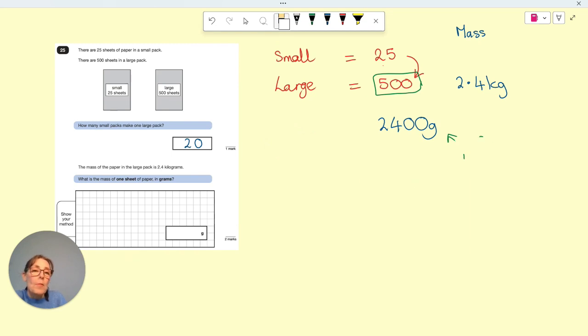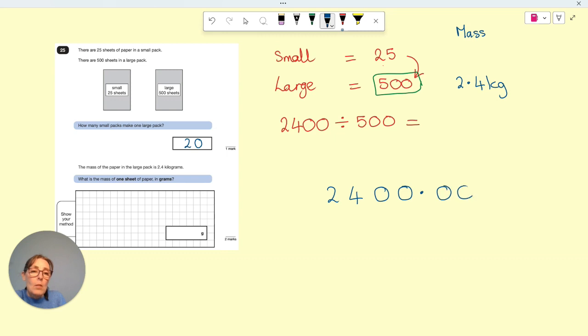And when we're talking about fit into, we usually look at division. So we're doing 2,400 divided by 500. So 2,400, I'm going to put some zeros, divided by 500.